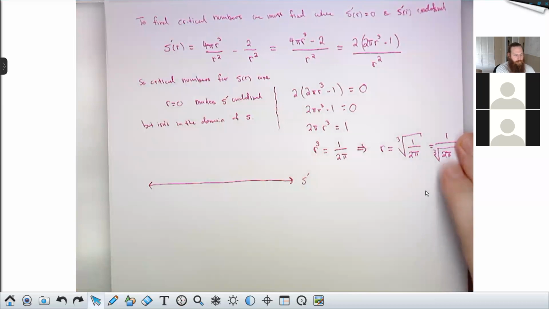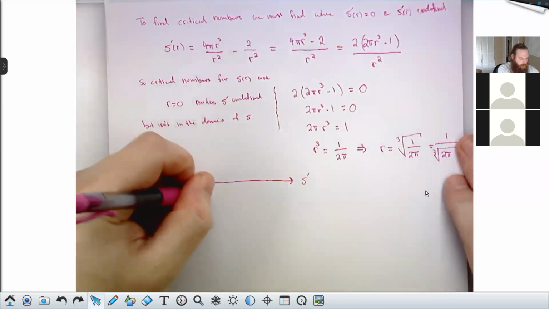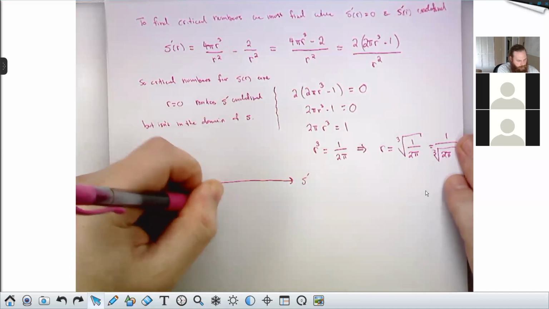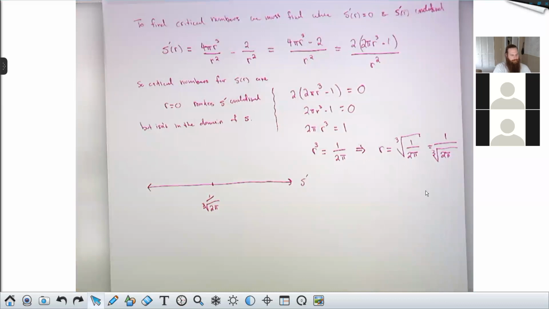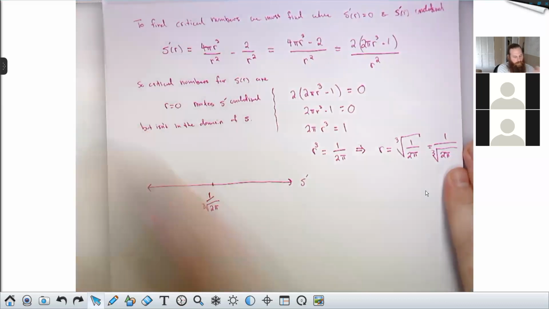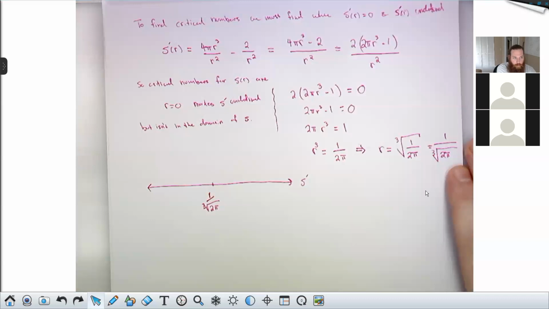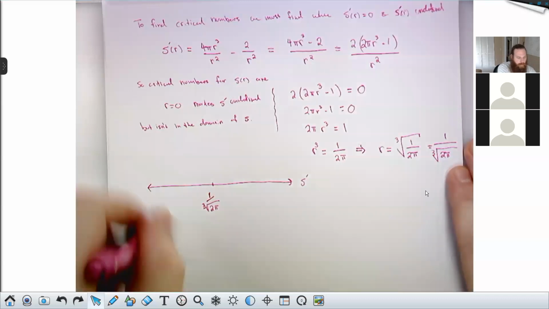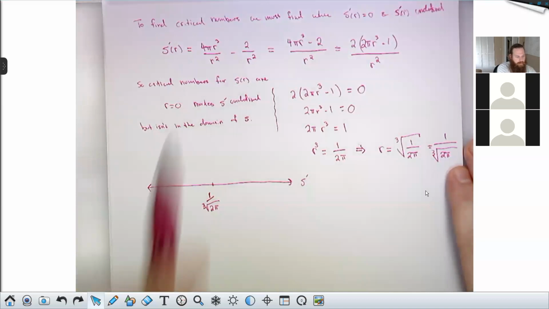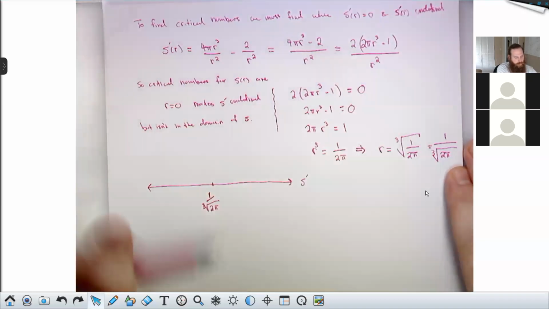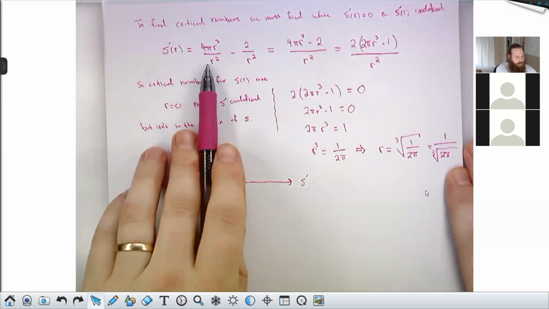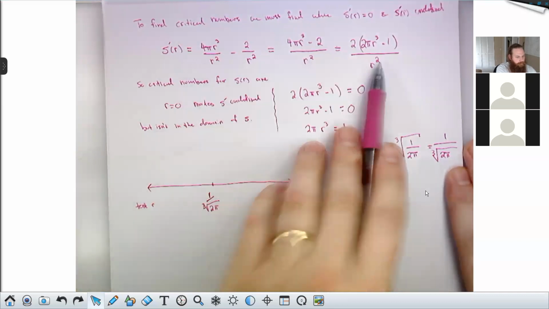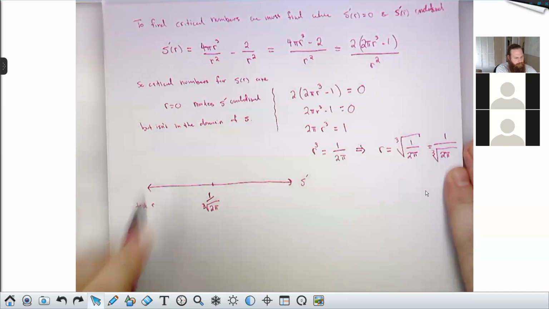Here's my number line for S primed, and I'll plot my one critical number here. It's 1 over the cube root of 2 pi. To the left of this is certainly 0, right? 2 pi is positive, so the cube root of 2 pi is positive. So something smaller than this would be 0. We can plug 0 into S primed. If we do, oh wait, no, 0 we can't plug in, can we? Because 0 is not in the domain. And this number is quite small. So let me come back to this.